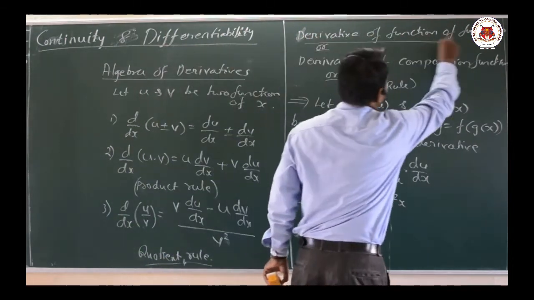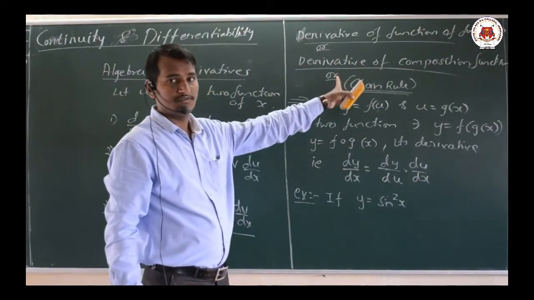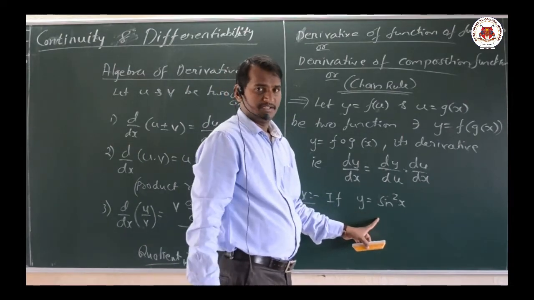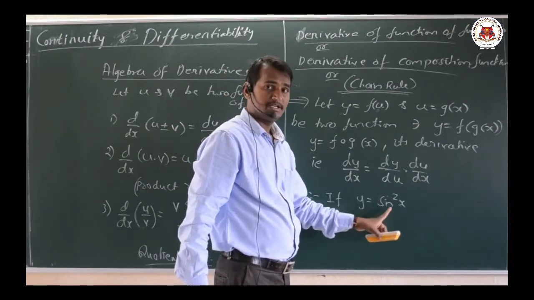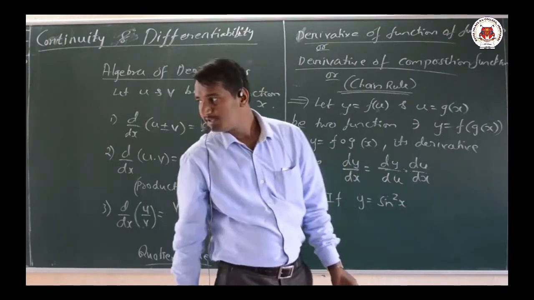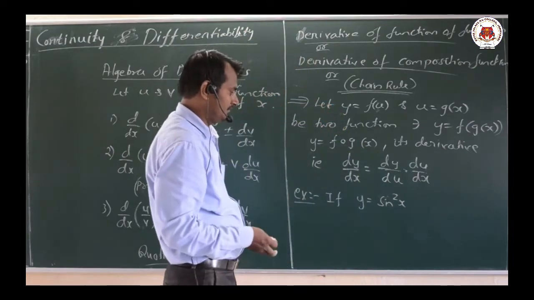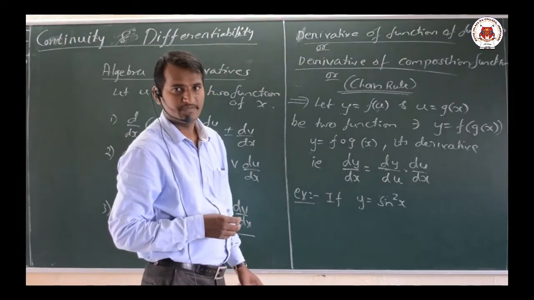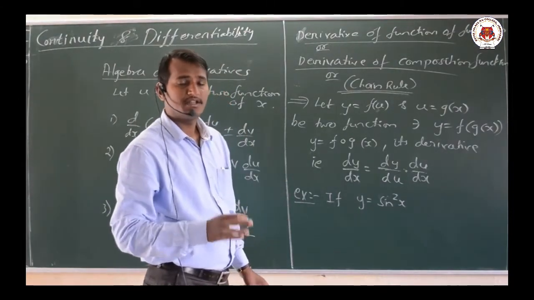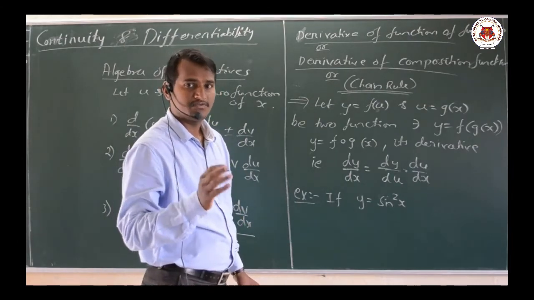I will simply call it the chain rule. Now this problem can also be solved by different methods. Sine square x can be written as (1 minus cos 2x) by 2. Afterwards I can easily find the derivative of it using the algebra of derivatives formula. But without using that, how do we differentiate it directly? Everything we have to differentiate directly only. Then it will be very simple and we will save a lot of our time.